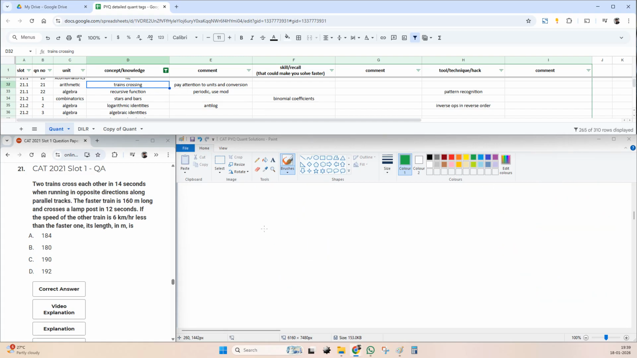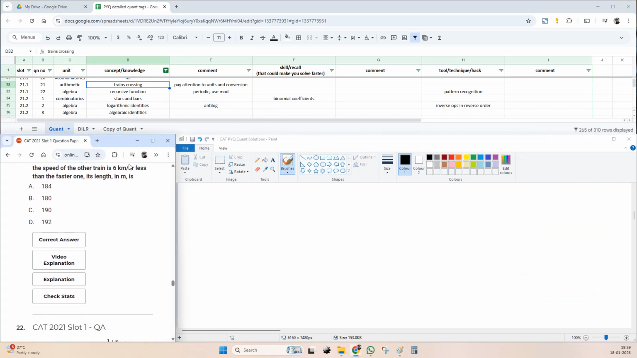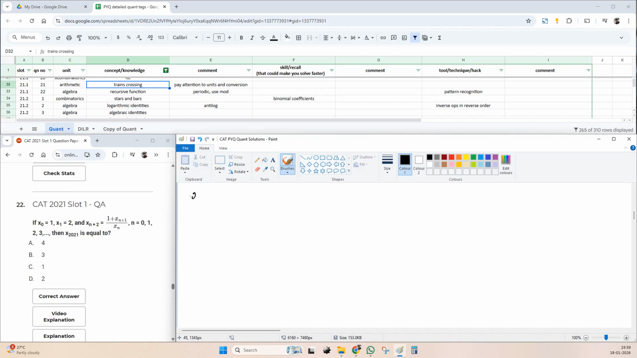Let's look at question 22. Last question in the slot. I don't think there's a particularly smart way to solve this. Again, just like the last question, everybody who gets this would solve it the same way.